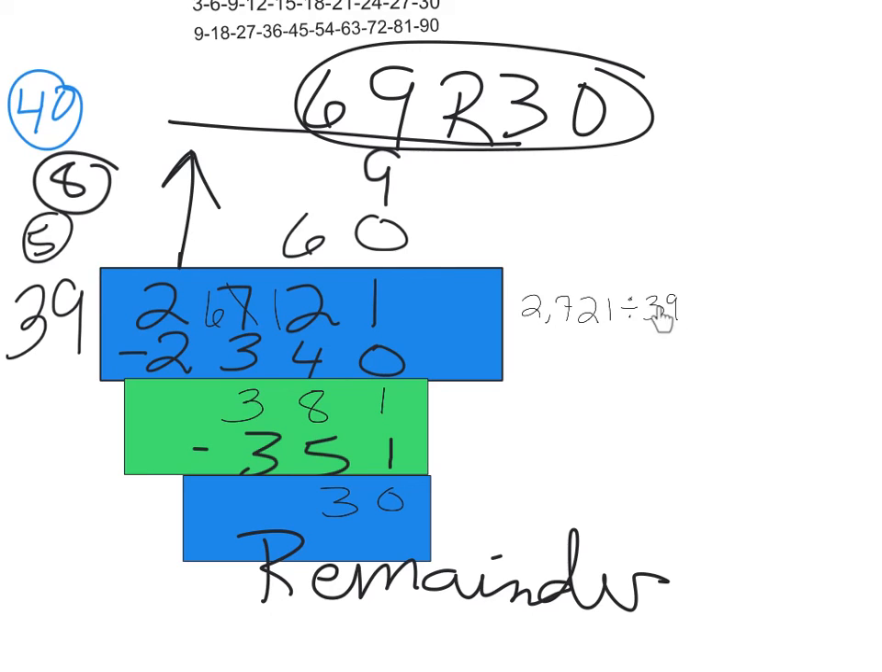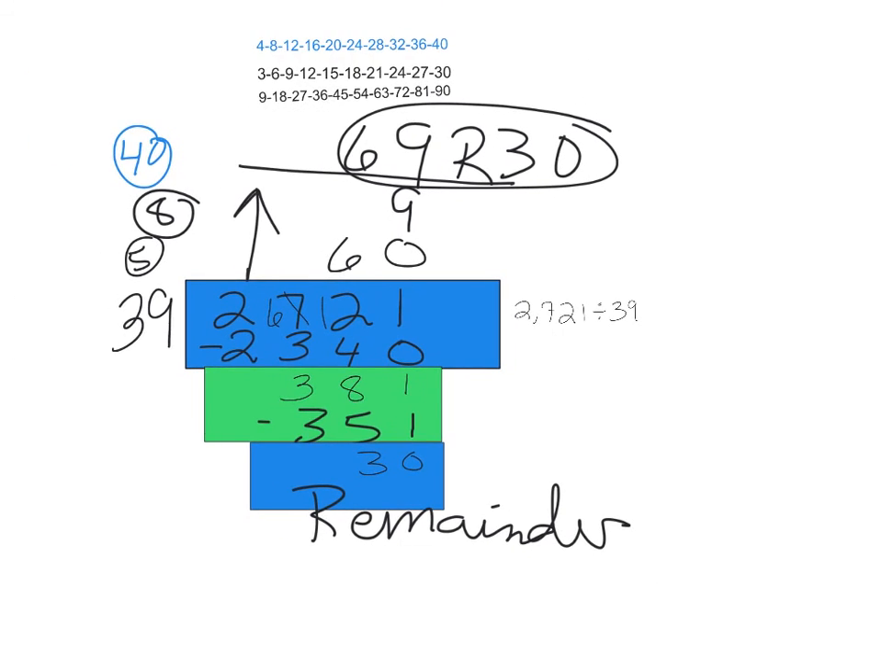2,721 divided by 39 equals 69 with a remainder of 30. And there you have it, my friend.